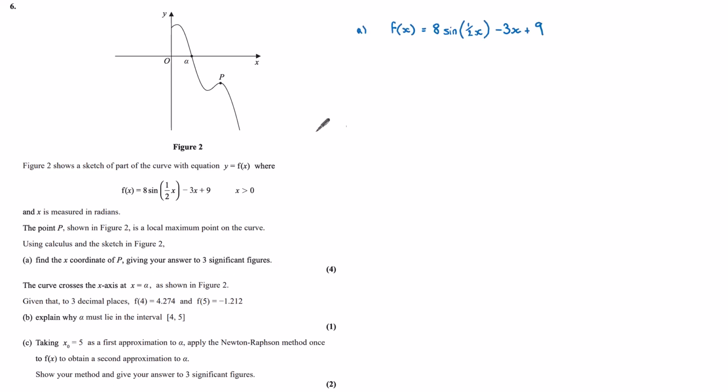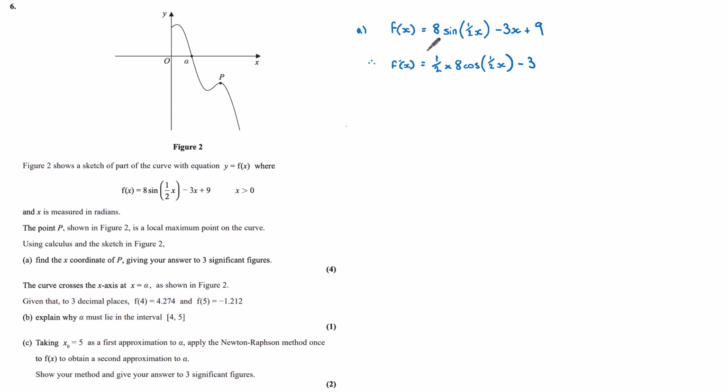So what do we know about point P? We know it's a local maximum point on the curve. And we know that maximum and minimum points on curves are turning points. We know that turning points have a gradient of 0. So this is where we're going to use our calculus. If we differentiate our f of x, we will have our gradient function, and we can put that equal to 0 to find the value of x at these turning points.